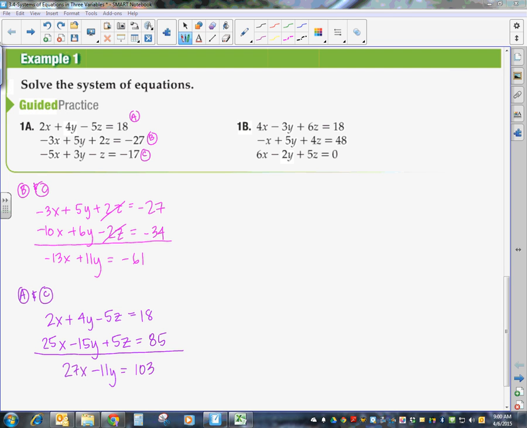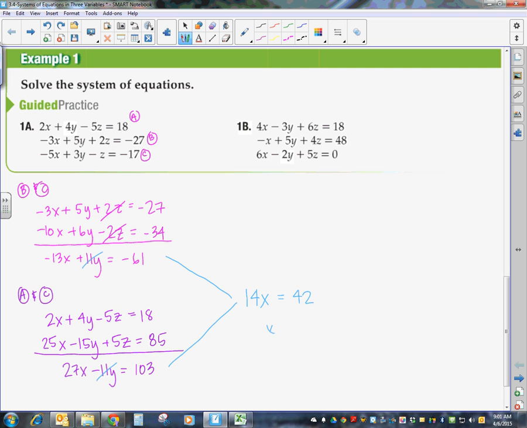Sorry about that little interruption. Now I have two equations, two variables, and I'm going to combine these two. When I combine them, negative 13 plus 27 is 14x. My 11y and negative 11y cancel, and then 103 and negative 61 give me 42.